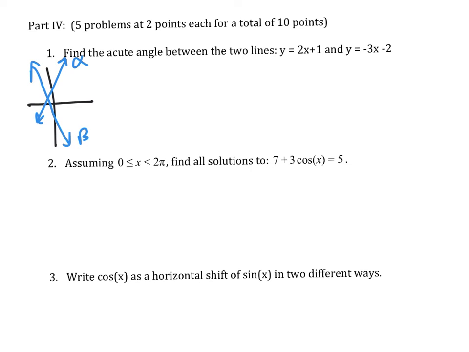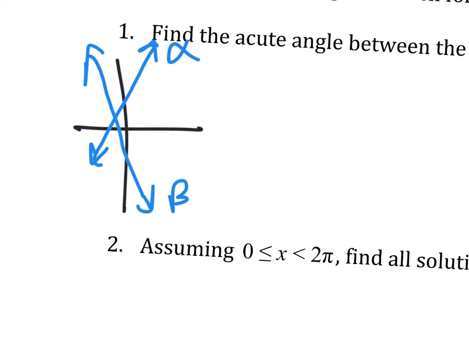Well, let's see. I'll zoom in on the sketch a little bit. So, for example, we could look at the angle of inclination for line alpha. Let's say that's that angle alpha there. The angle of inclination for line beta is this angle, beta. If we want the acute angle between the two lines, that's going to be this piece right here. So that would be angle beta minus alpha.